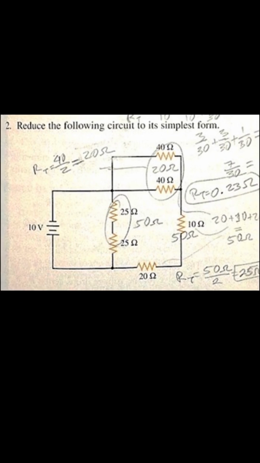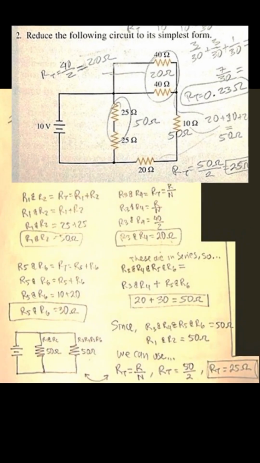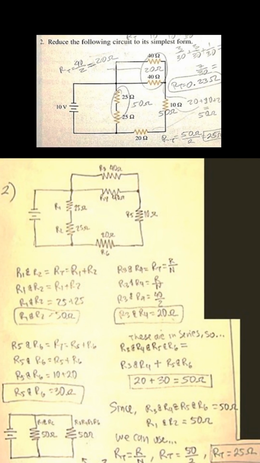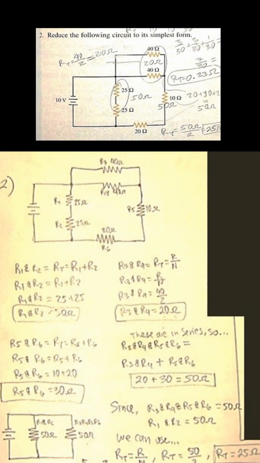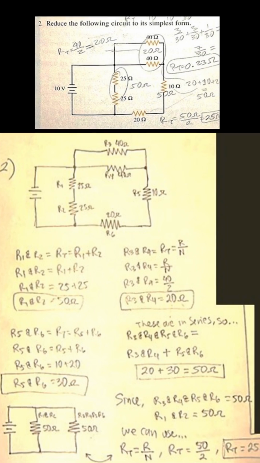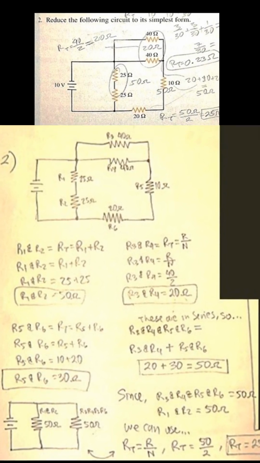Question number 2 is to reduce the following circuit into its simplest form. Again, we are encountered with a circuit that is not a series circuit nor a parallel circuit, but a combination of the 2. So we look for features that we recognize as parallel or series. We recognize at the top of the circuit, if you look at the drawing made by hand, resistor 3 and resistor 4 up top, 40 ohms and 40 ohms. That is a parallel circuit. If you see resistor 5 and resistor 6, those 2 are in series, as well as R1 and R2. Those are also in series.